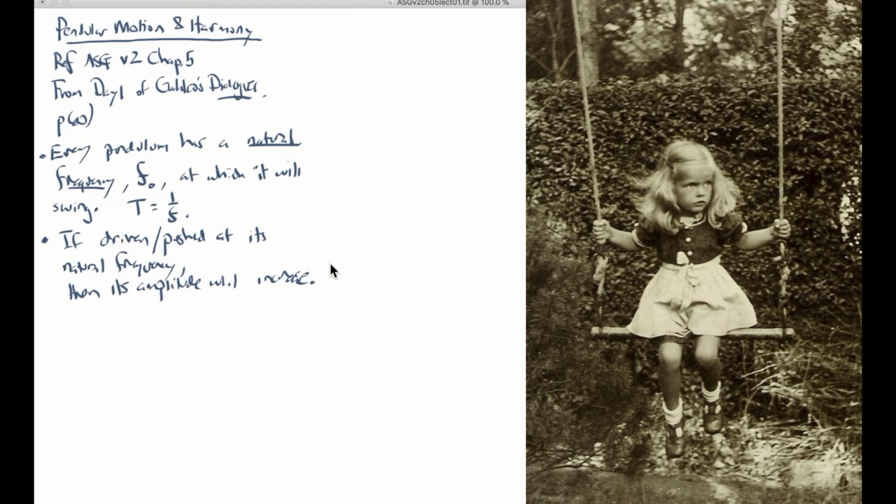But if, on the other hand, you try to push them too often or not often enough, sometimes you'll be fighting their swing, and other times you'll be helping them, and it won't work as well.